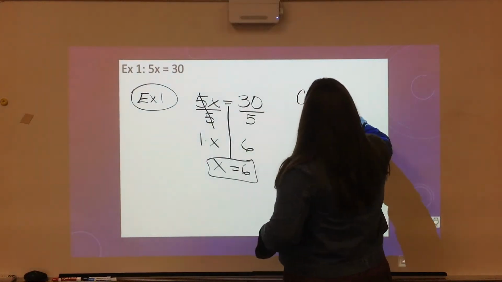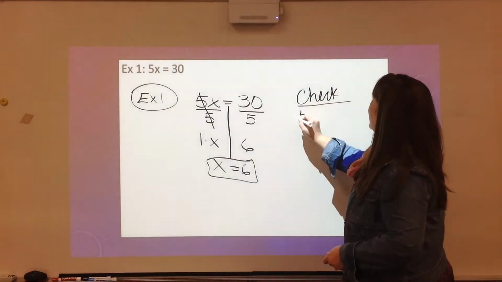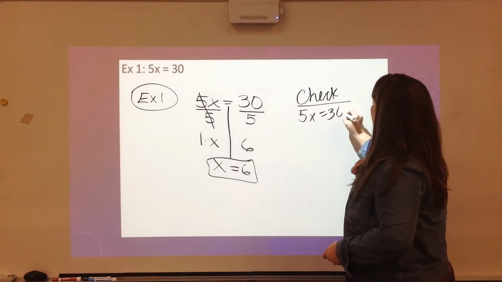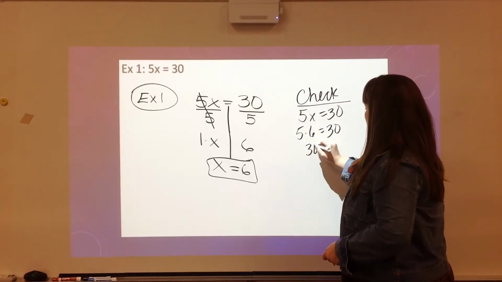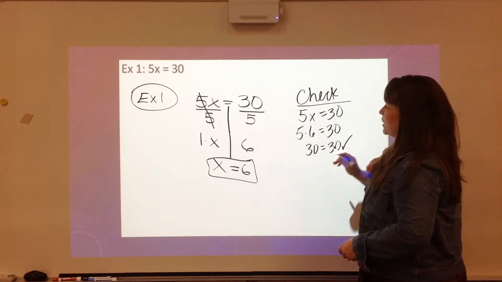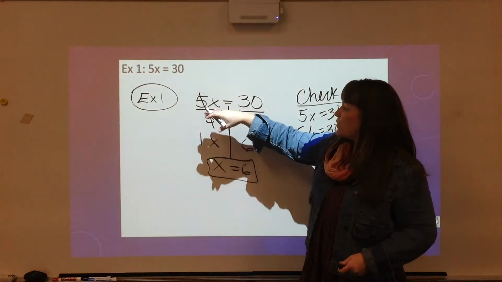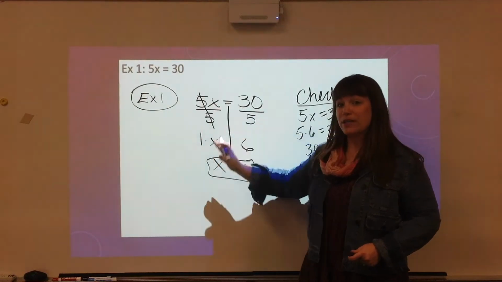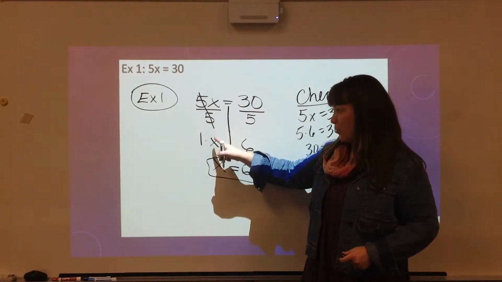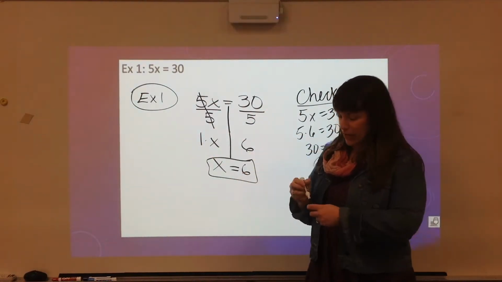Our check is going to be very simple. 5x equals 30, and 5 times 6 equals 30. So again, it's not hard, it's just getting into the habit of drawing a fraction bar, canceling it out, showing that 5 divided by 5 is 1, and then doing it on the other side as well.